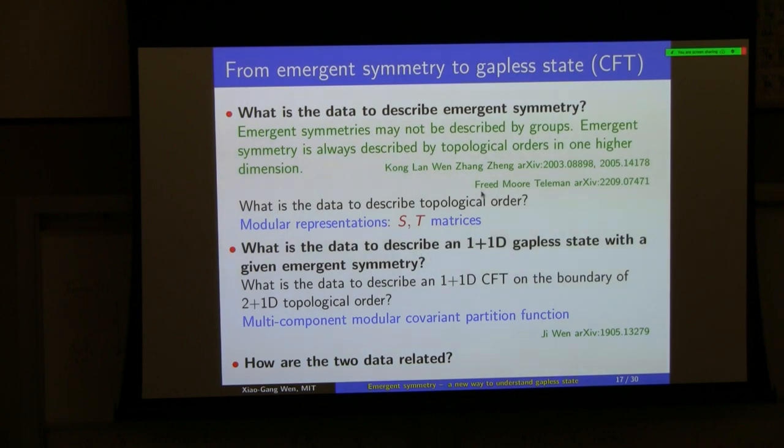Then if you want to relate symmetry to gapless states, we also have to answer what kind of data we should use to describe a 1+1 dimensional gapless states. And if you have this data, then you should ask how these two data get related. If these two data get related, then we can say that the bulk topological order determines the gapless states. We see some relation between them.